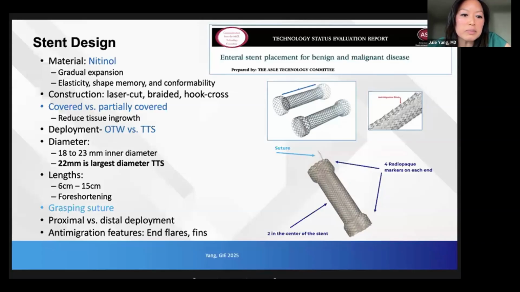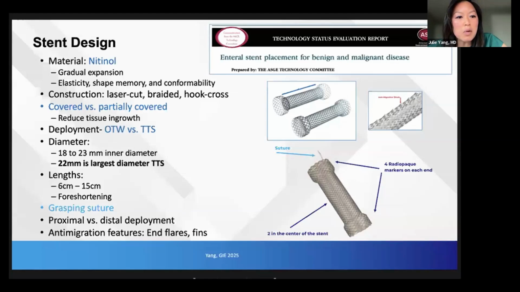And another feature of some stents is the way that it's deployed. So whether it's proximal deployment or distal deployment. So most of the time stents are distally deployed. And I would say, so that means, if you're looking at something that's in the distal esophagus, GE junction, you're deploying from distal up to proximal. So what you're seeing is just going to be the proximal end of it.